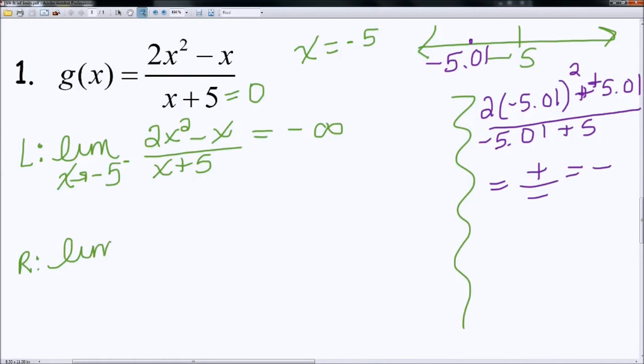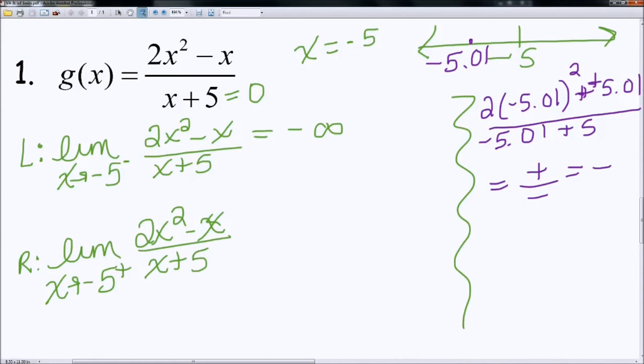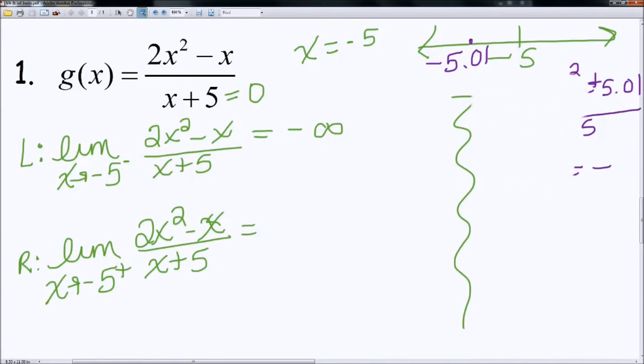And so the limit as x approaches negative 5 from the right, and it's going to write our function 2x squared minus x, over x plus 5. And so I'm going to do something very similar, except I'm talking about on the right. And so I'm going to pick a number to the right. Well, I don't know, let's say negative 4.99. That's on the right hand side of negative 5, it's pretty darn close. And so I'm going to substitute that in.